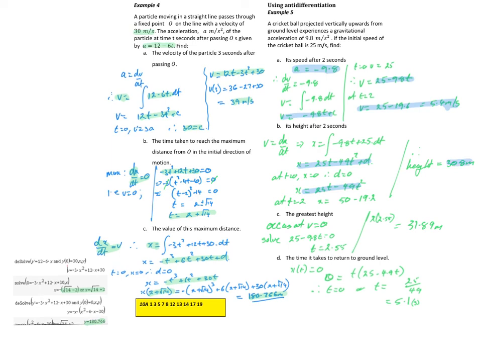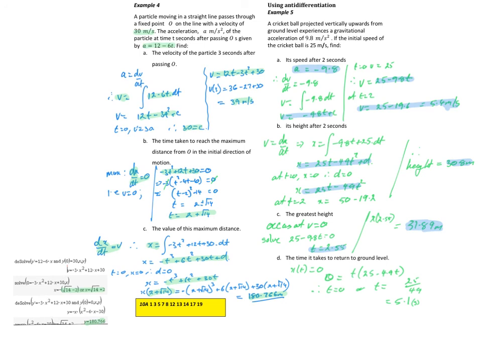The greatest height, well, the greatest height is going to be when the velocity is 0. That's when it's going to stop and start falling down. So the velocity equal to 0 gives me t equal to 2.55. Substitute that into my rule, and I get 31.89 meters.